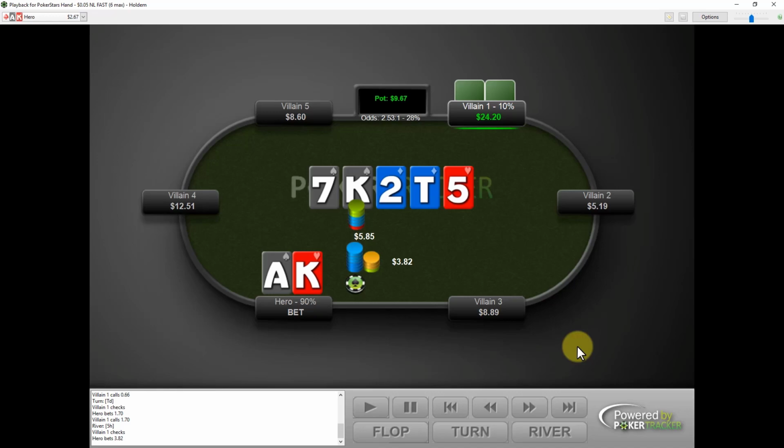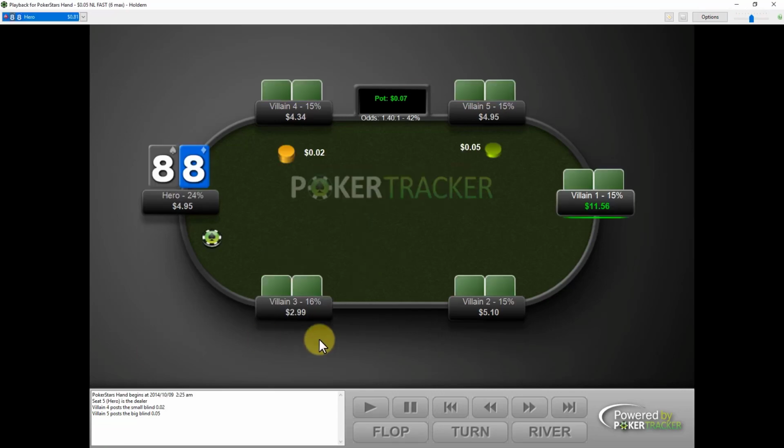So we're firing a third barrel with top pair, top kicker in a 3-bet pot, going all in, and then he folds. So this is a very simple example of firing 3 barrels, or c-betting the flop, the turn, and the river as the pre-flop aggressor.